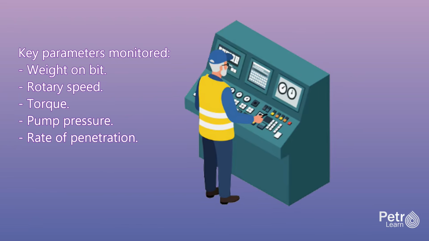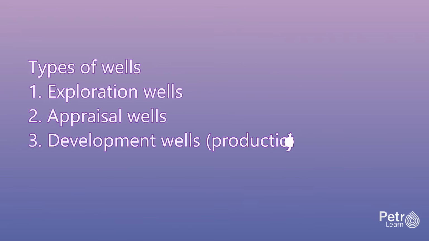Wells in the oil and gas industry come in several types based on their purpose. The first type is exploration wells, drilled to confirm the presence of hydrocarbons in a reservoir before full development. After successful exploration, appraisal wells are drilled to evaluate reservoir size, productivity, and economic viability. Once the field is confirmed, development wells are drilled. They can be production wells to extract hydrocarbons, or injection wells to support reservoir pressure through water or gas injection.